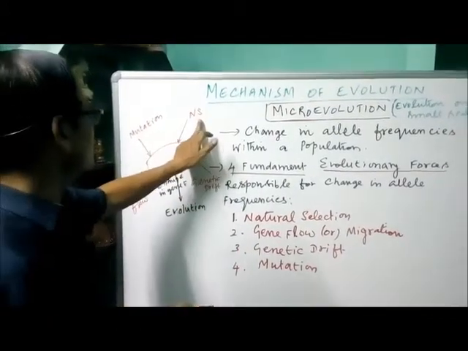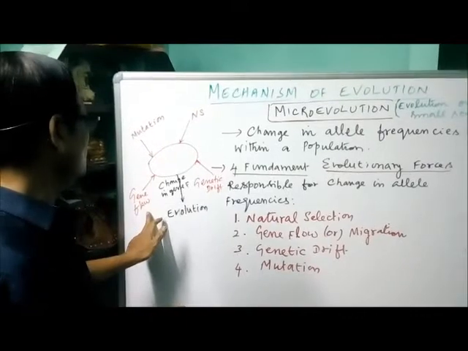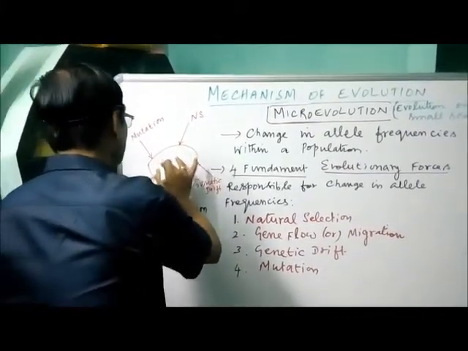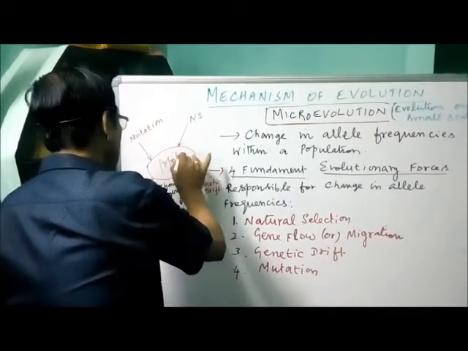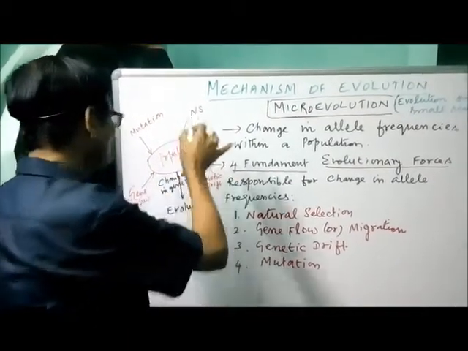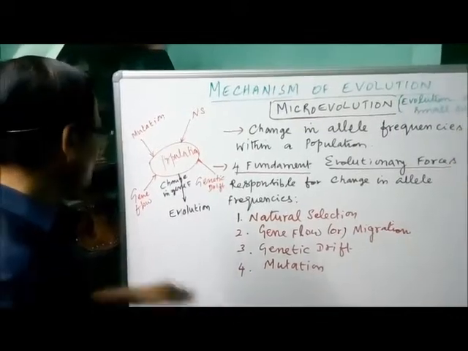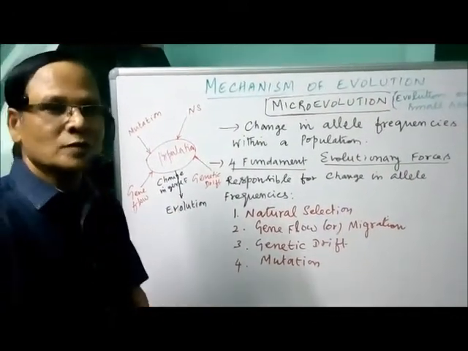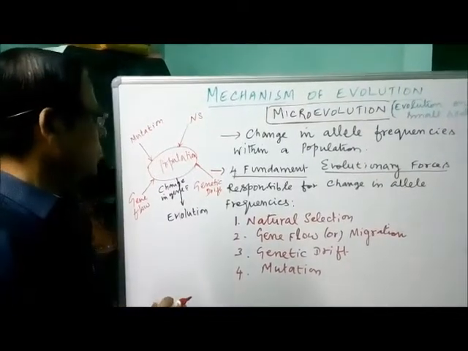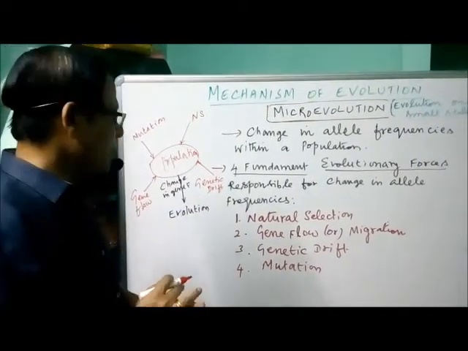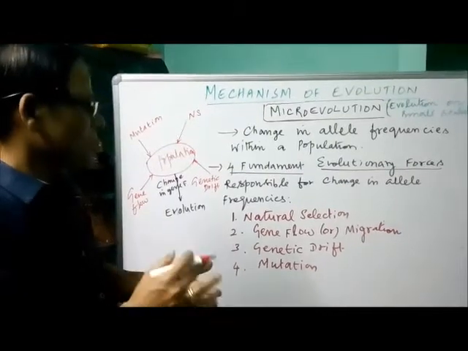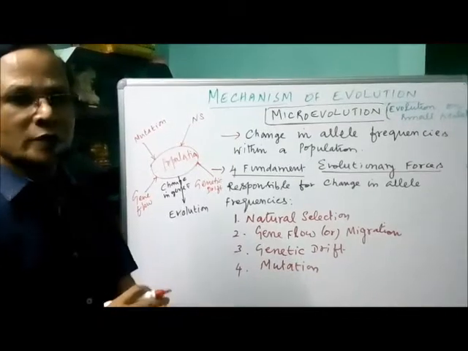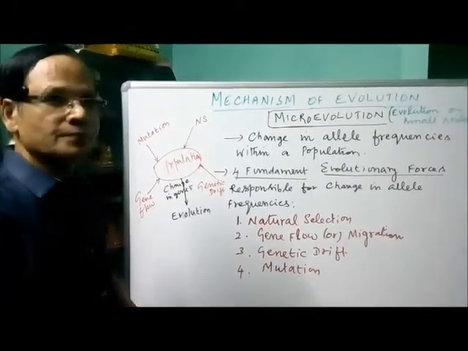So we have natural selection, mutation, gene flow and genetic drift, all operating on a population. So we have the population and it is being acted upon by these four factors, resulting in change in gene frequencies. Ultimately we have evolution, nothing but the formation of species. Okay, this is the one. So we have to talk about natural selection, gene flow or migration, genetic drift and mutation, one after another.